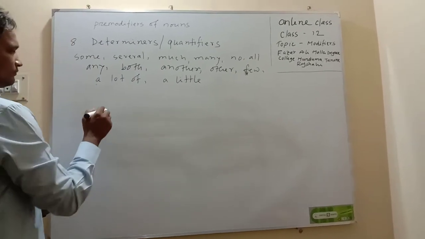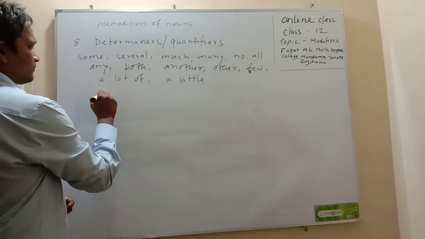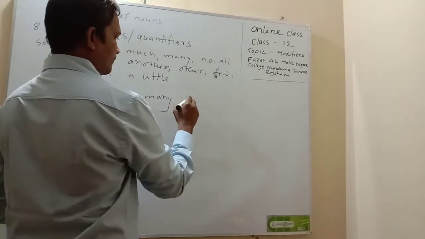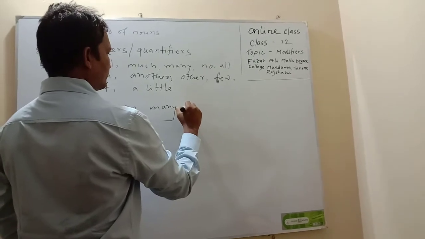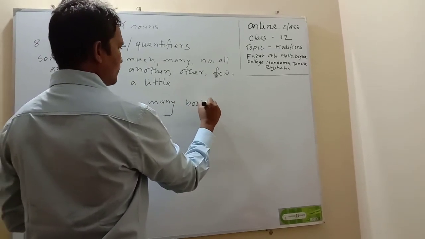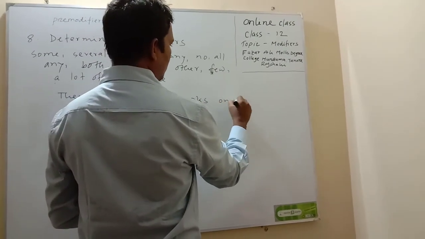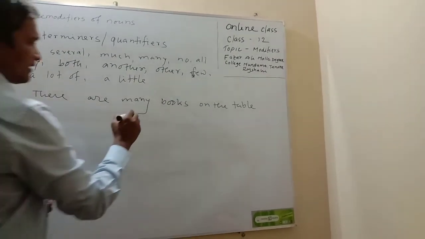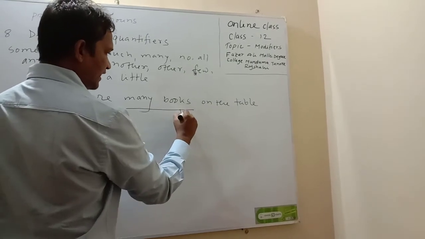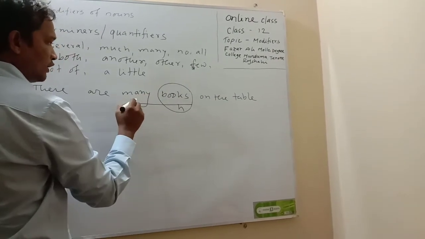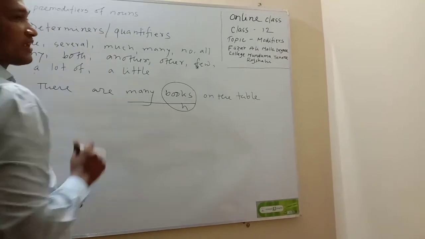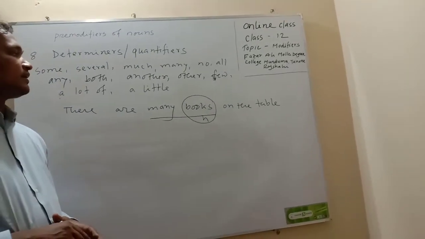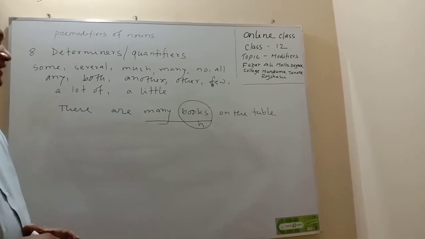For example, there are many books on the table. Look at the example. Here is the noun phrase and it's a head word, and before the head word I have used many. So many is a determiner, and we use a determiner before every noun.